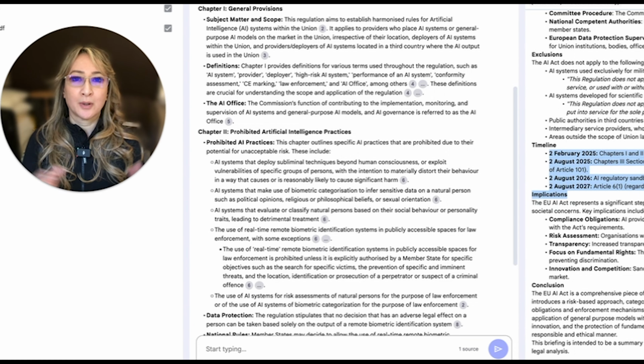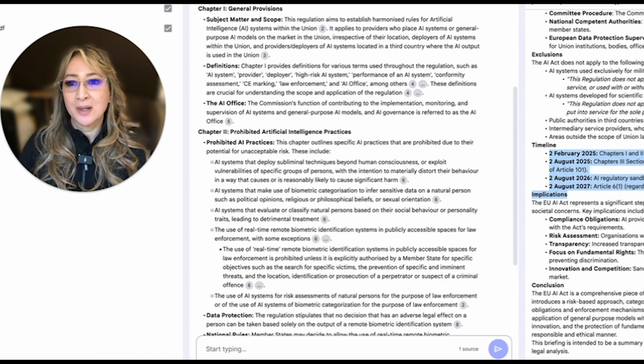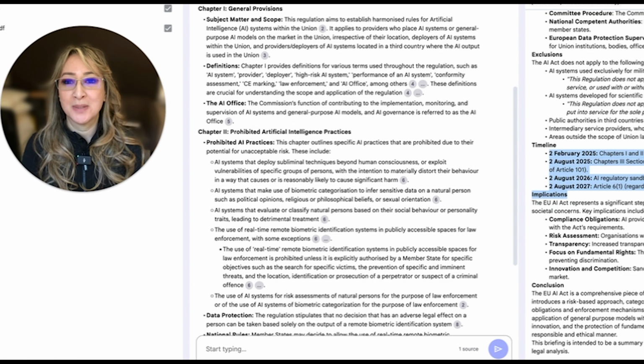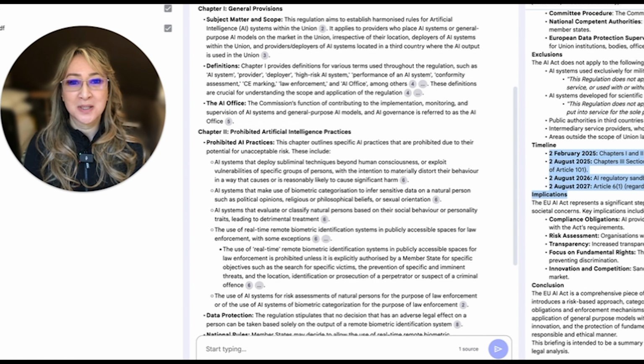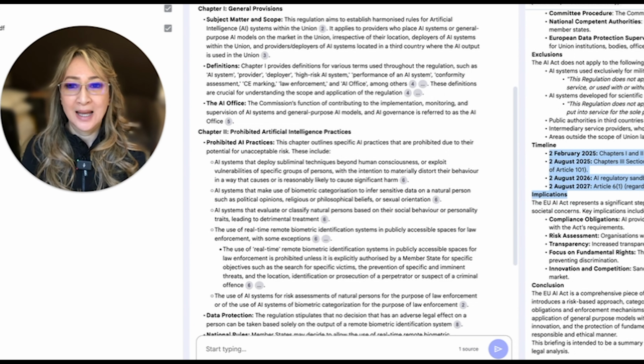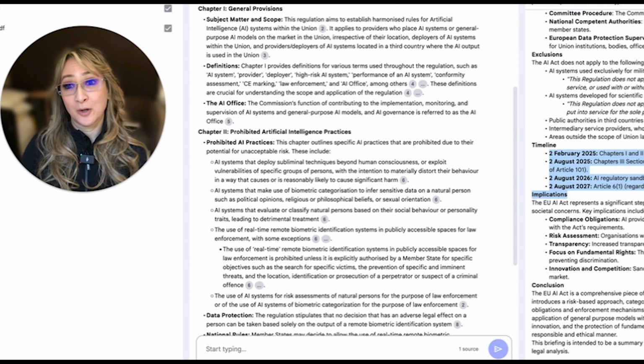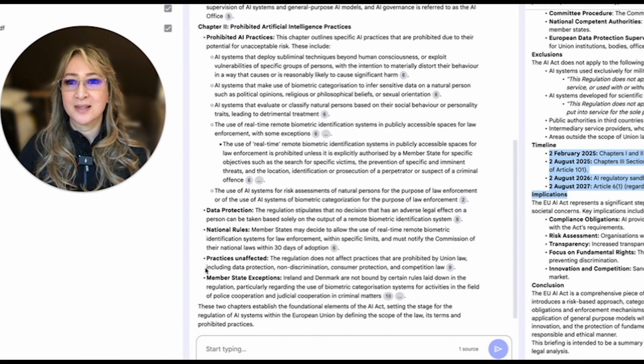So of course, deployers includes all educational systems and schools. Chapter 1 has a few definitions which I went through before, and also there's an AI Office, so the Commission's function of contributing to the implementation, monitoring, and supervision of AI systems and general purpose AI models. And AI governance is referred to as the AI Office. Now, Chapter 1 is enforced. Chapter 2, what is enforced?